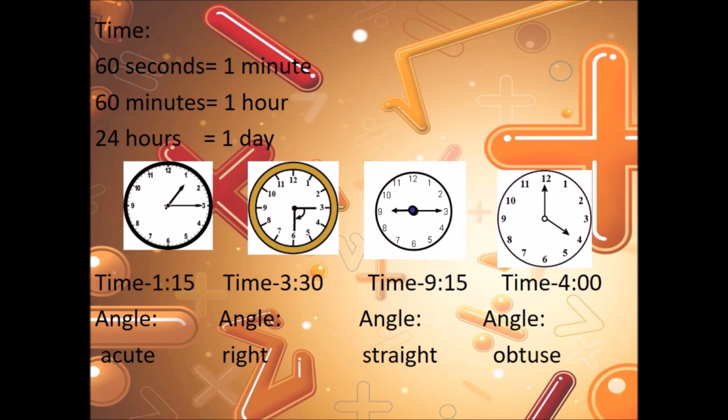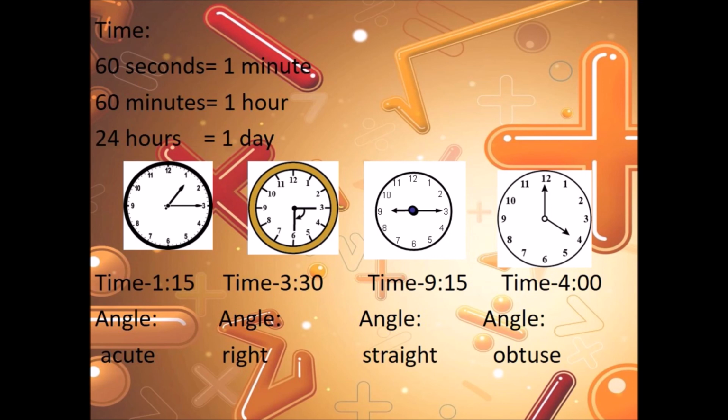Some pictures of clocks. They show some times. See the first one. What is the time? Yes, 1:15, that is 1 hour 15 minutes. What is the angle between the hour hand and minute hand, children? What is the type of angle it is? Yes, it is an acute angle. See the second one. What is the time? Yes, 3 hours 30 minutes, that is 3:30. And what is the type of angle between the hour hand and minute hand? Yes, a right angle. Very good.